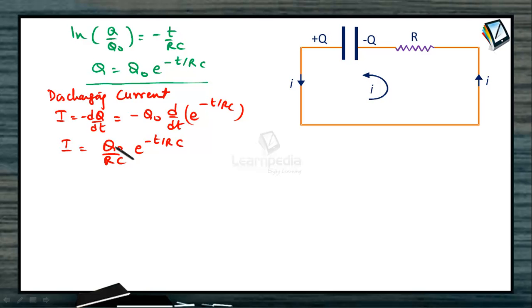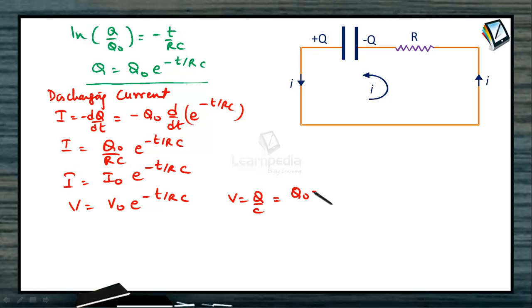Q0 is the maximum charge, equal to E into C, so we can also write E by R as the maximum current I0. I is equal to I0 e to the power minus t by RC. Likewise, the potential difference across the capacitor, V, is equal to V0 e to the power minus t by RC. Since V is equal to Q by C, Q0 by C is called V0. So V is equal to V0 e to the power minus t by RC.